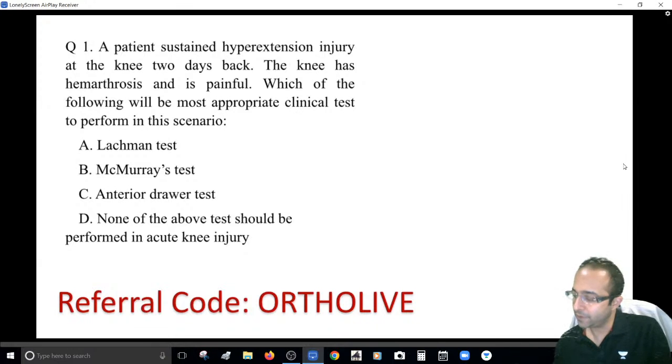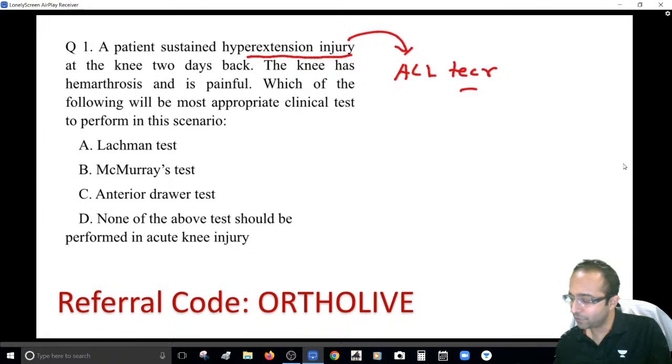Now, the patient has sustained a hyperextension injury at the knee. So I don't think I need to tell you what ligament is torn. ACL. Now this is just a 2 days back acute injury, the knee is painful. So which will be the best test to perform? No test can be performed? No, not the correct answer.